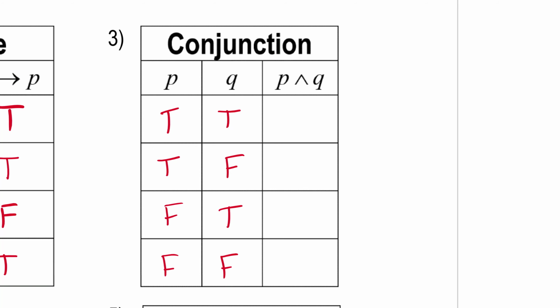That's easy. Now I'm going to skip 4, I'll get back to that in a minute, but I'll do disjunction just because it's similar to conjunction. So I'm going to start off the same way.